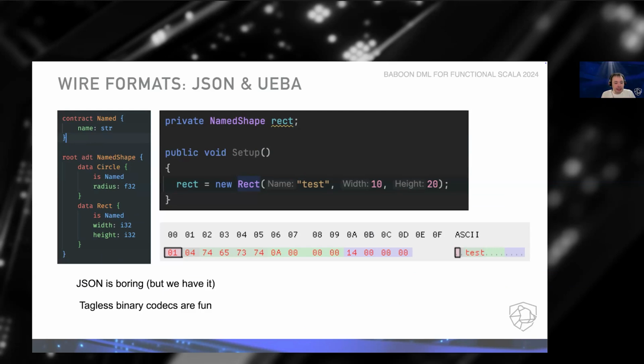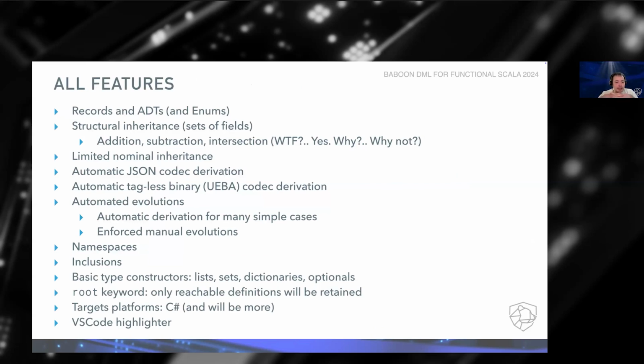So on the slide, you see that I've encoded a rect branch of an ADT into a binary representation. The first byte is the branch index, then comes the length of the name field, and then two 4-byte integers. And that's it, just like in protobuf and Cap'n Proto. So let's make a short overview of what we learned.